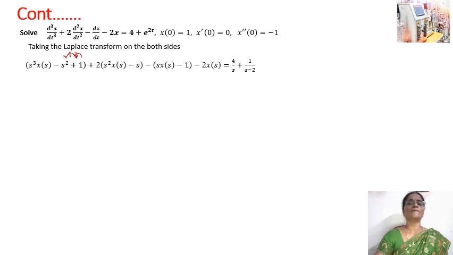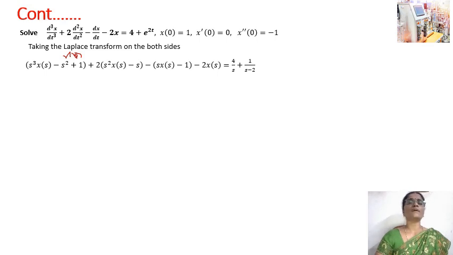Then minus s into x dash of 0. x dash of 0 is 0 already, so that's why I have not written it here. Then finally, s cube x of s minus s squared x of 0 minus s into x dash of 0, then minus x double dash of 0. x double dash of 0 is minus 1, so already a minus 1 is there, so plus 1 you will get. So this is the Laplace form of d cube x by dt cube.